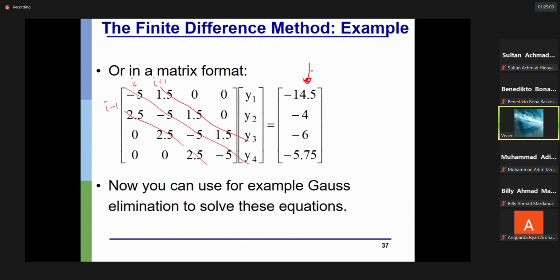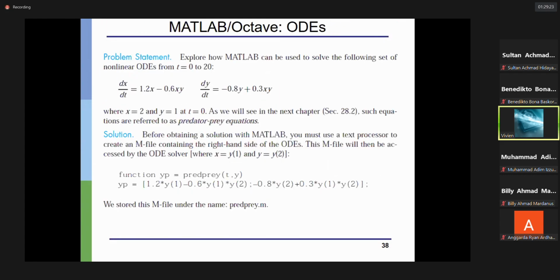What we do is discretization, and then we can apply the solution for a set of linear algebraic equations as what we have learned before. Okay, so I think that will be all for today. Any questions?